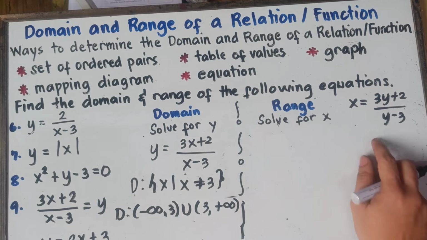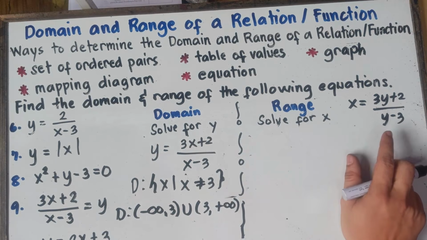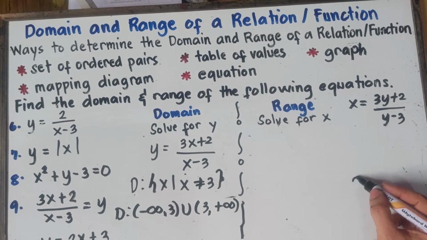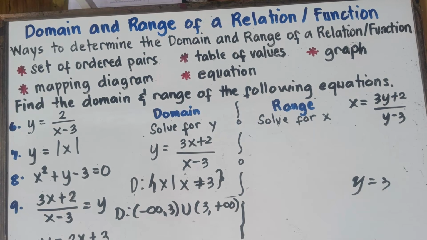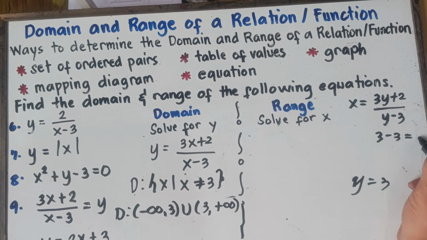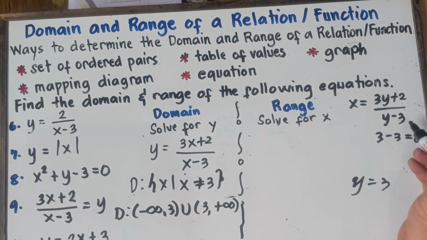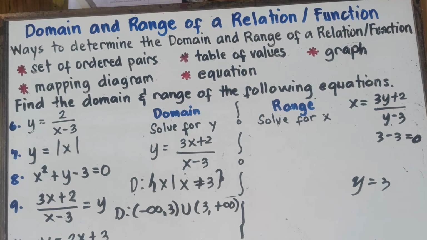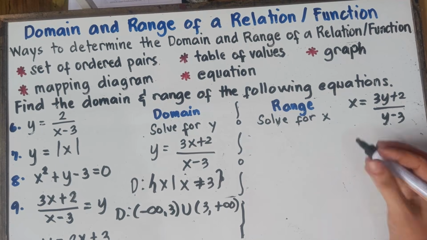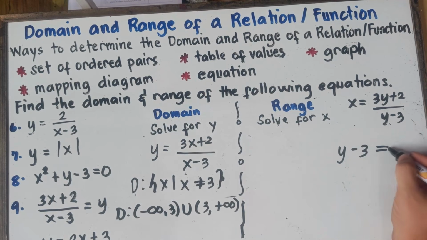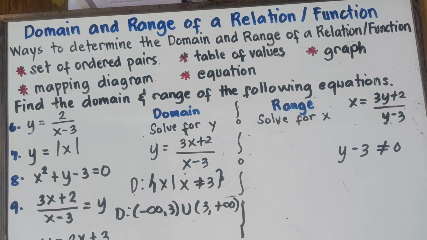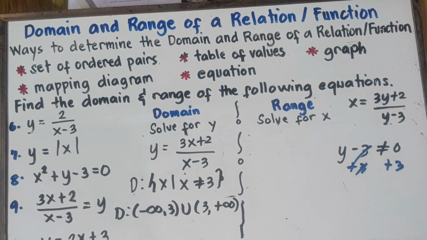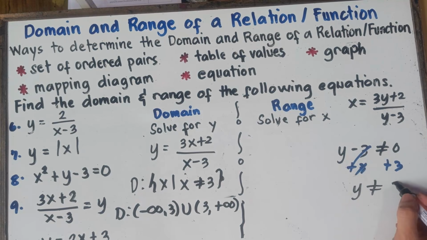Now what would be the value of y so that you can have a valid answer for x? Therefore, class, y should not be equal to positive 3, right? Because if y is positive 3, 3 minus 3 would be equal to 0. You're not allowed, class, to have your denominator equal to 0. So we can write y minus 3 is not equal to 0. And then simply add 3 to both sides. Cancel this out. So y is not equal to positive 3.